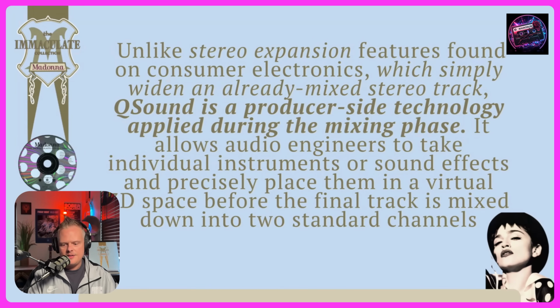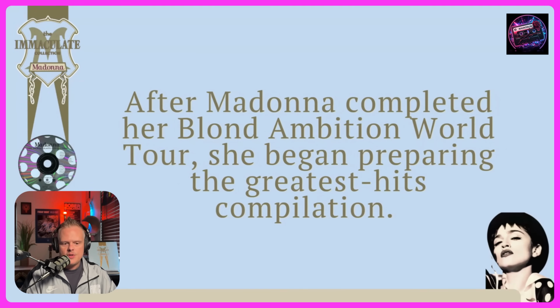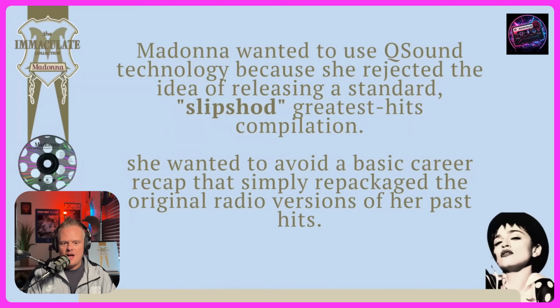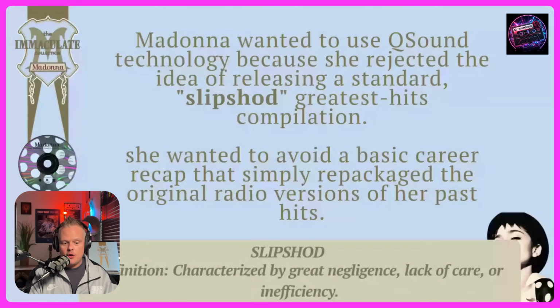Why then did Madonna decide to use Q sound? Well, this was after she had completed her Blonde Ambition tour. She decided to start preparing her greatest hits compilation. And Madonna wanted to use Q sound technology because she rejected the idea of releasing a slipshod greatest hits compilation. She wanted to avoid a basic career recap that simply repackaged the original radio versions of her past hits.